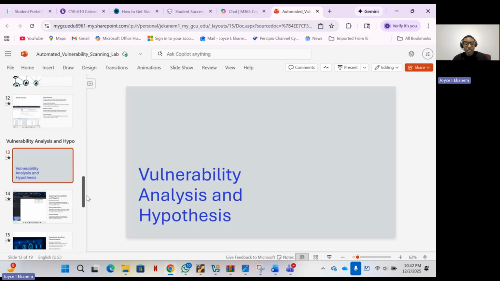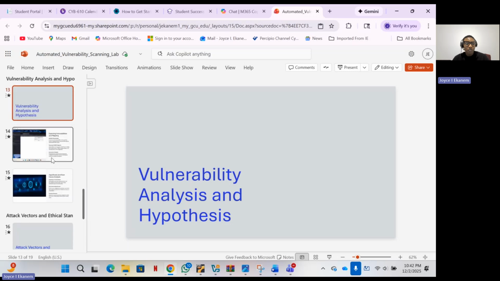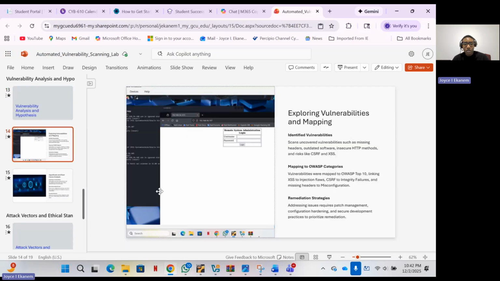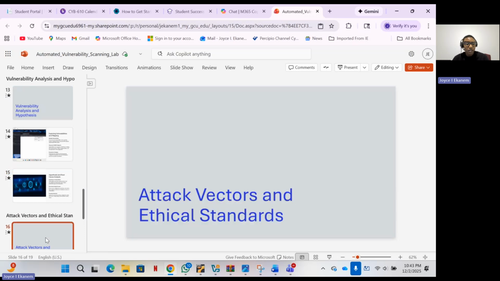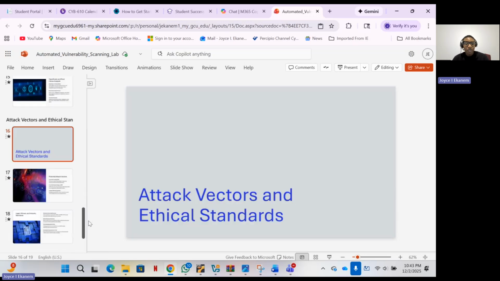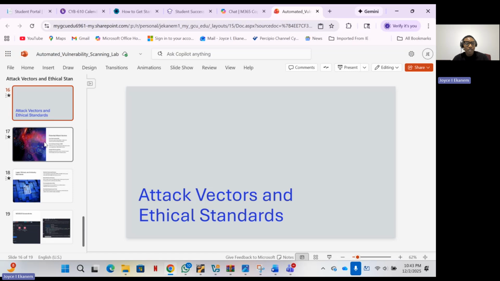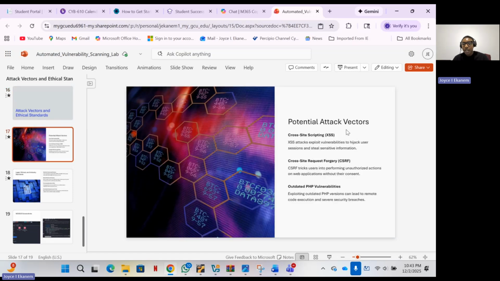Then we have the vulnerability analysis and hypothesis. Here are some of the screenshots when I tried to exploit the vulnerability, exploring vulnerabilities and mapping. Hypothesis and root cause analysis. Attack vectors and ethical standards. Potential attack vectors. These are all the potential attack vectors.